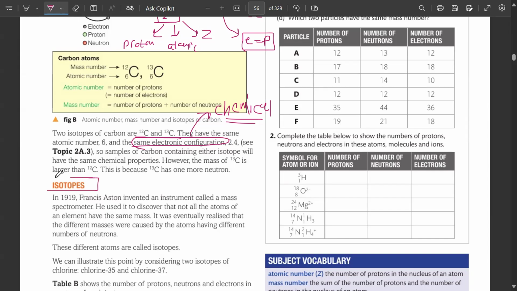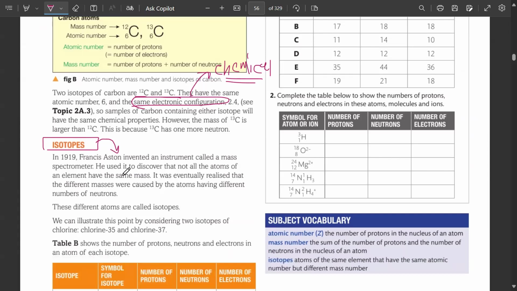So Francis Aston developed an instrument known as mass spectrometry. Mass spectrometry will be discussed in detail as well in unit number 2. He used it to discover that not all of the atoms of the element have the same mass, and that's when he realized that there are different numbers of neutrons, and he called them isotopes, different versions of the same element. The element is the same, it's carbon, but the neutrons are different. And if the neutrons were different in the carbon atom, that resulted in a different mass as well. And that mass spectrometry experiment showed different infrared absorption.